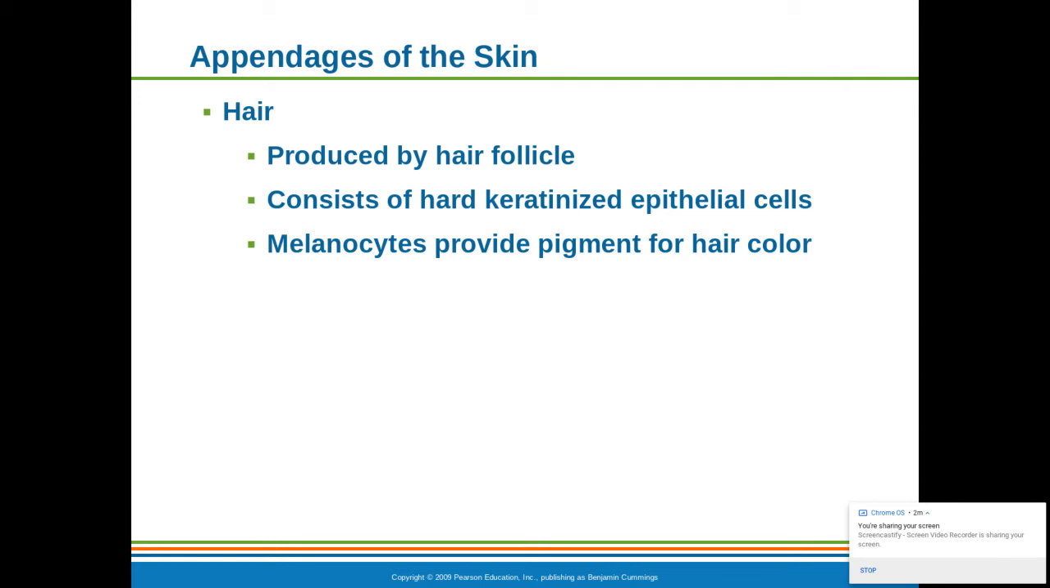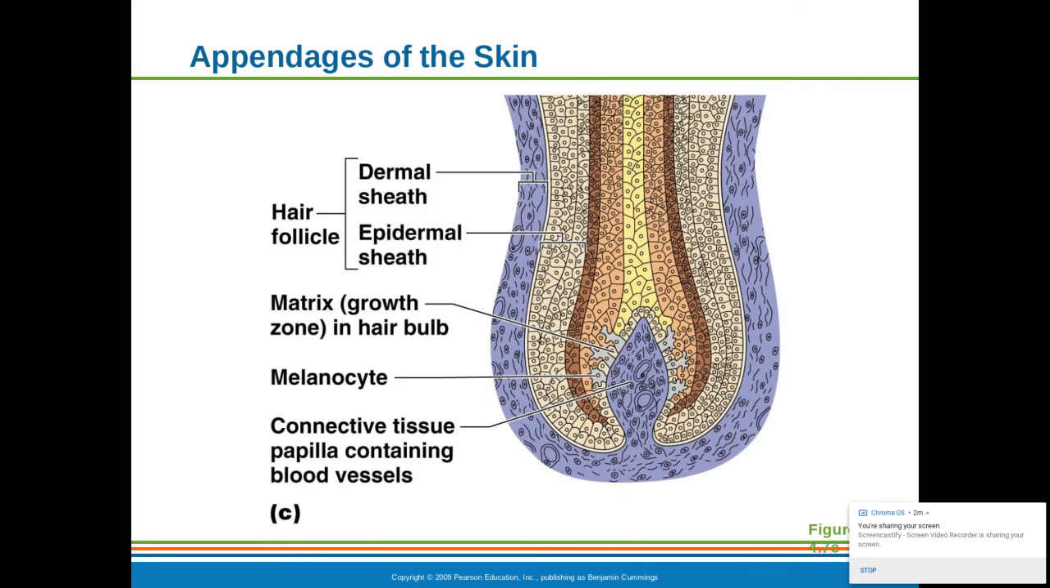All right, so let's talk about hairs. Now, hairs are actually produced by the hair follicle. They consist of hard keratinized epithelial cells. They are very, very tough for their diameter. And then the melanocytes, the same melanocytes that we saw in our skin that give our skin pigmentation, they're found in hair as well.